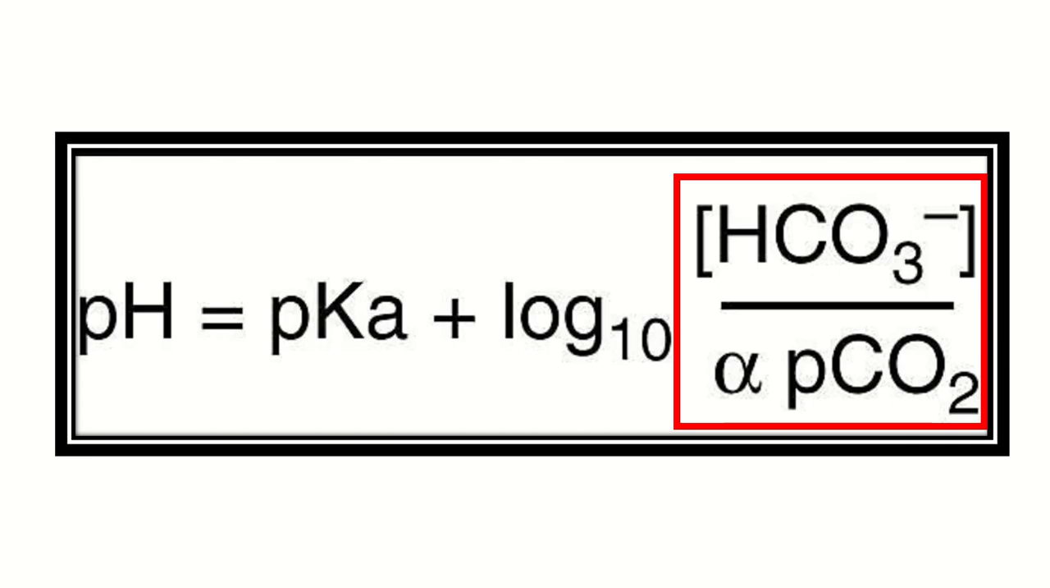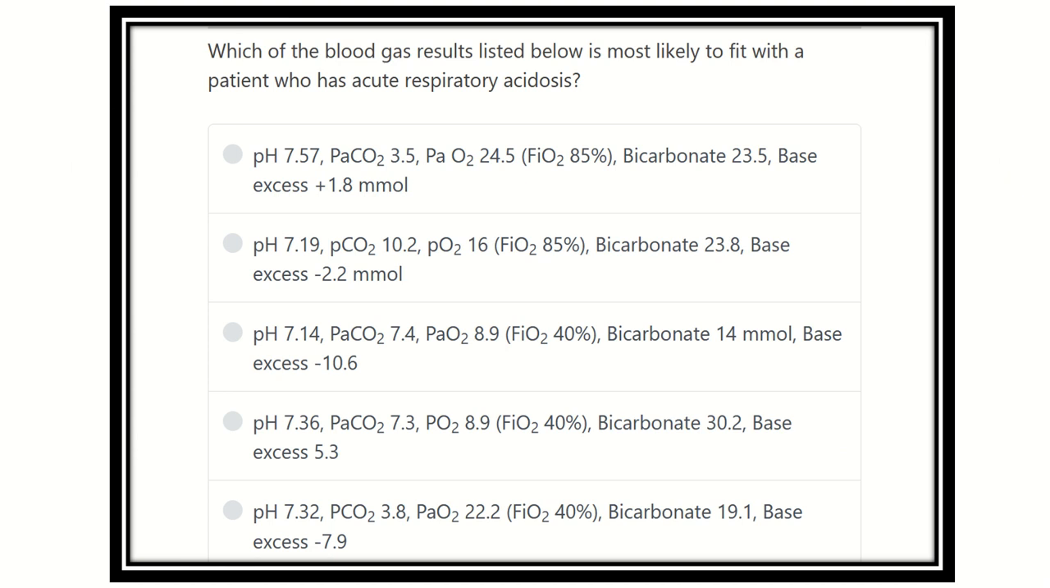This is a physiology question and a very important question, which is the ABG. So first of all, let's see the question. Which of the blood gas results listed below is most likely to fit with a patient who has acute respiratory acidosis? So we have to find an equation which will be compatible with acute respiratory acidosis. First of all, we have to find out the acidosis, then the respiratory part.